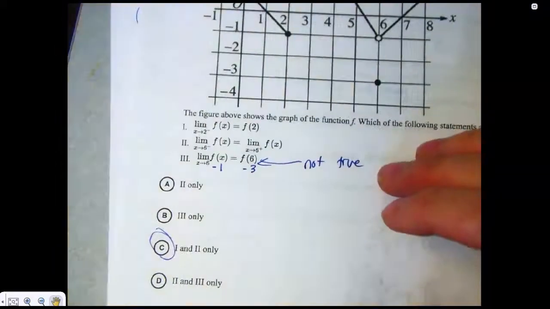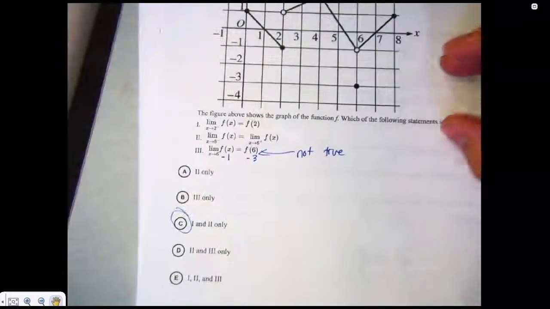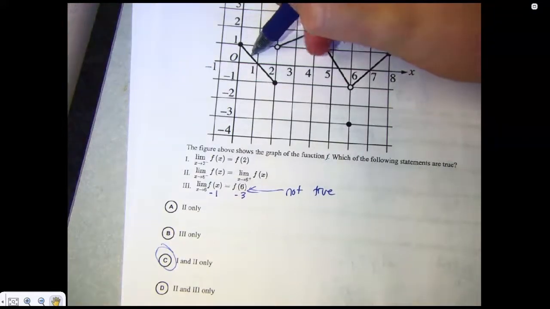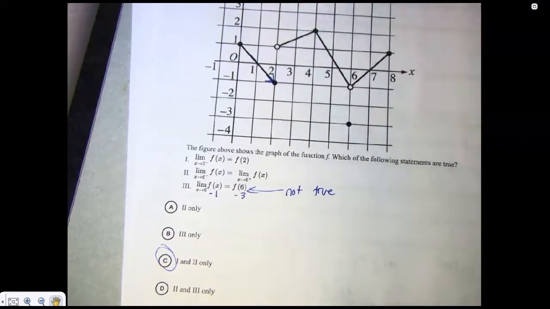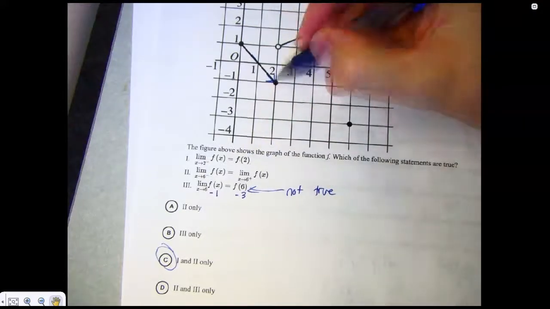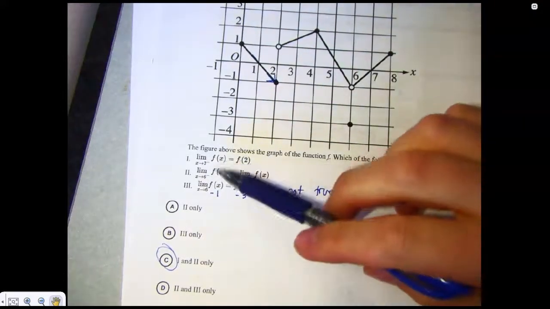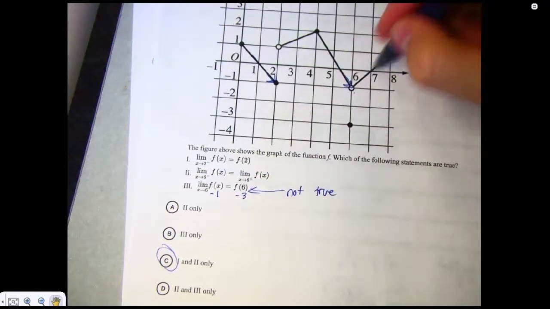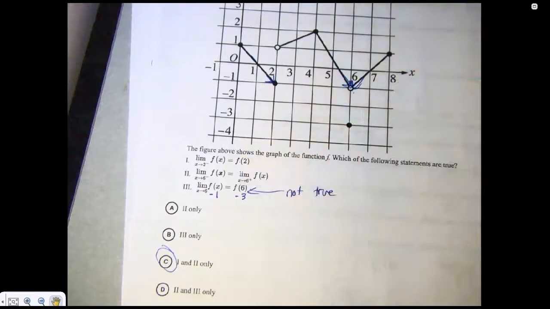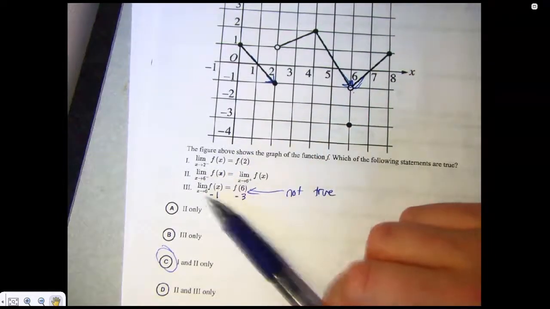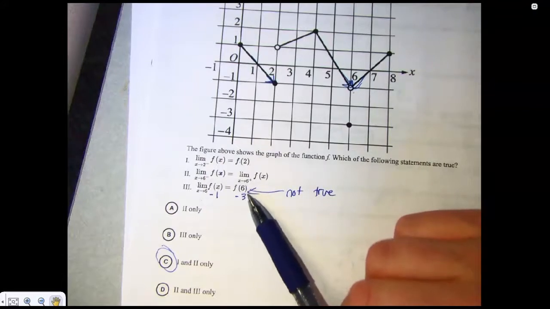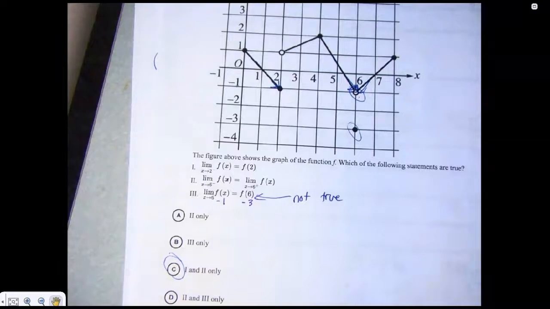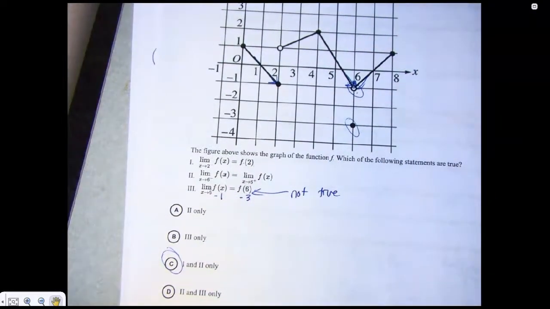14. Which of the following statements are true? As I approach 2 from the left, it's negative 1. That's equal to f of 2. Well, that's also negative 1, so that one is true. As I approach 6 from the left, that gives me negative 1. 6 from the right, also negative 1. Those two are equal. Does the limit as x approaches 6 equal f of 6? No. The limit is up here at negative 1. The value is down there. So 3 is not true. 1 and 2 are the ones that are true.